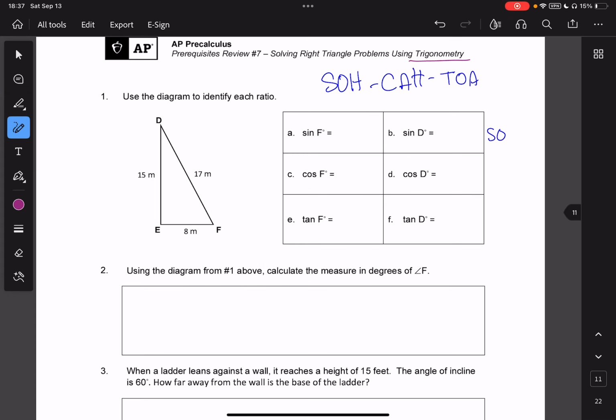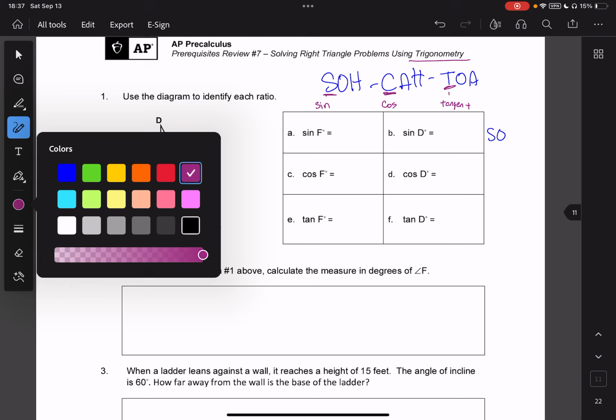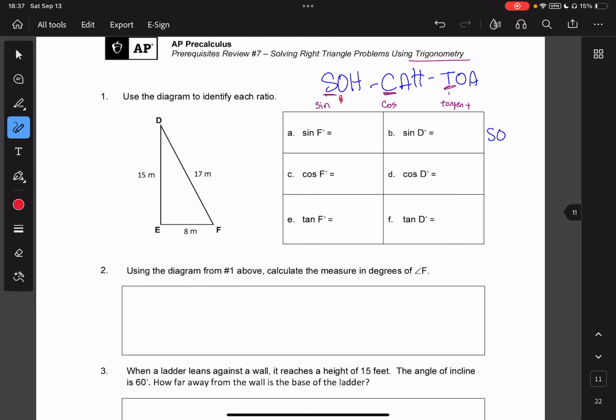If you don't, the first parts of them all mean something. The S in SOH stands for sine, the C in CAH stands for cosine, and the T in TOA stands for tangent. Now, what do the OH, the AH, and the OA stand for? The O's are all opposite, the H's are all hypotenuse, and the A's are all adjacent.